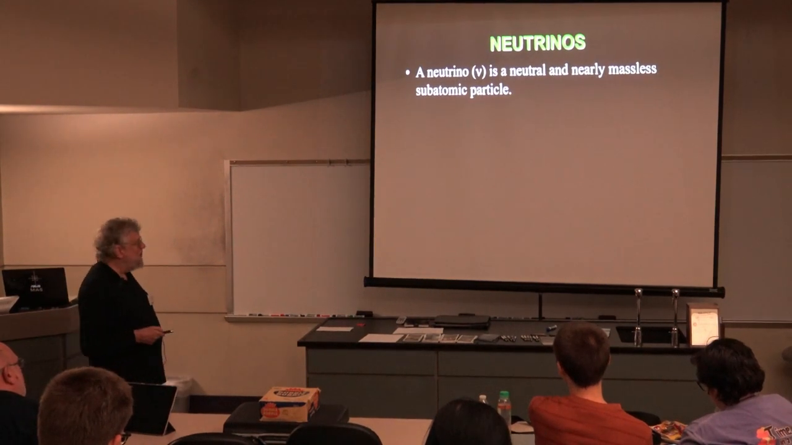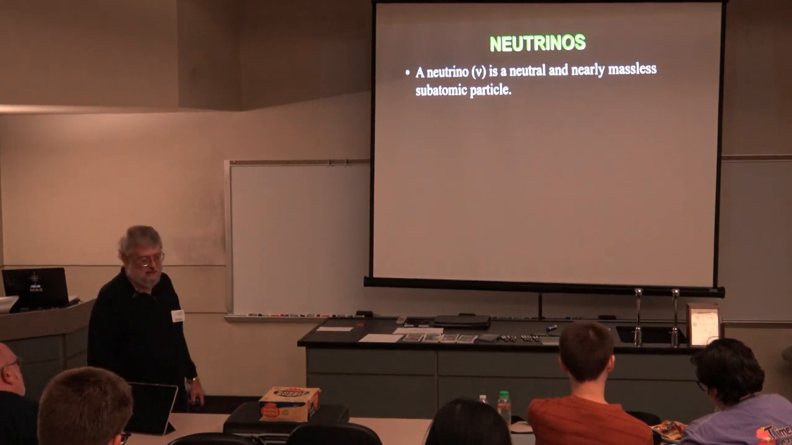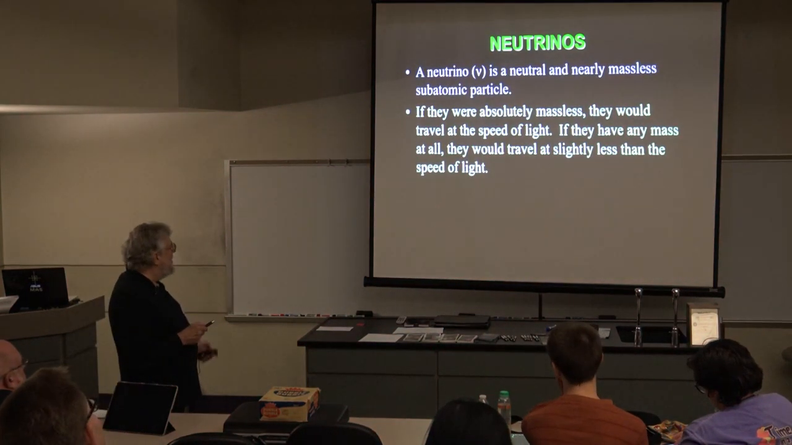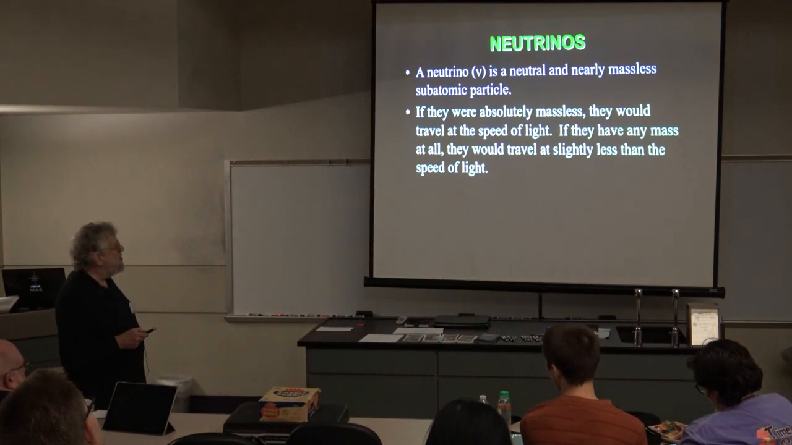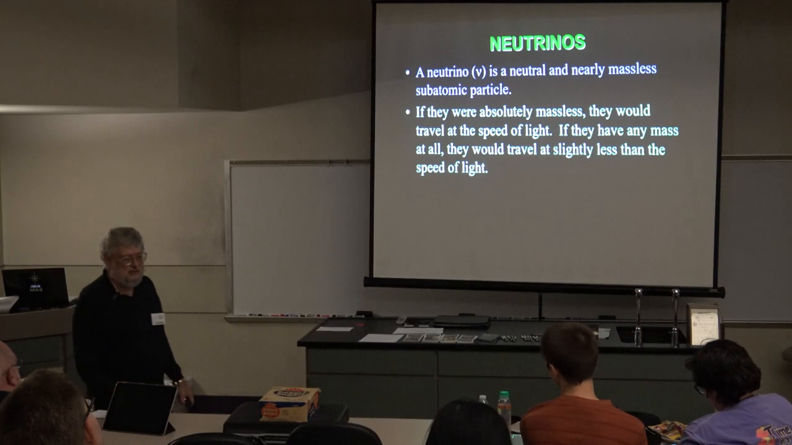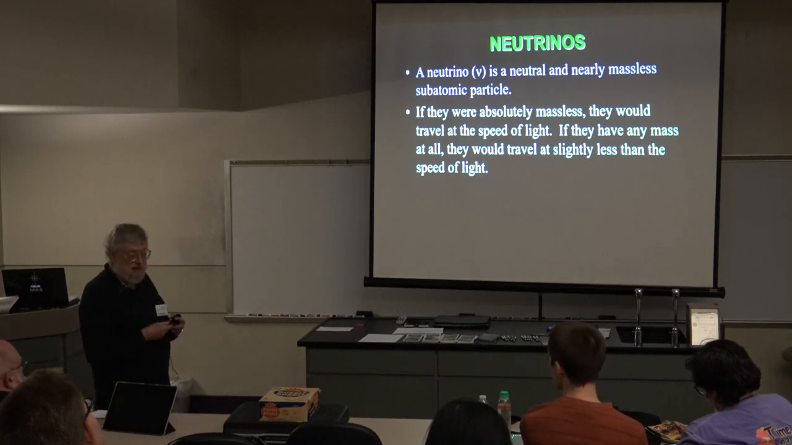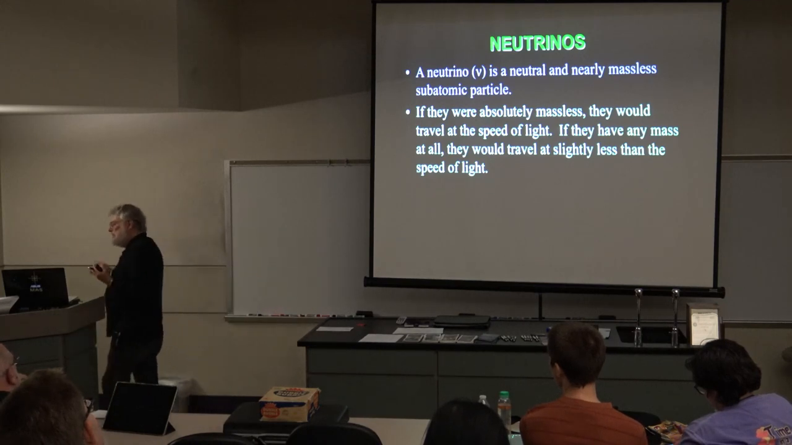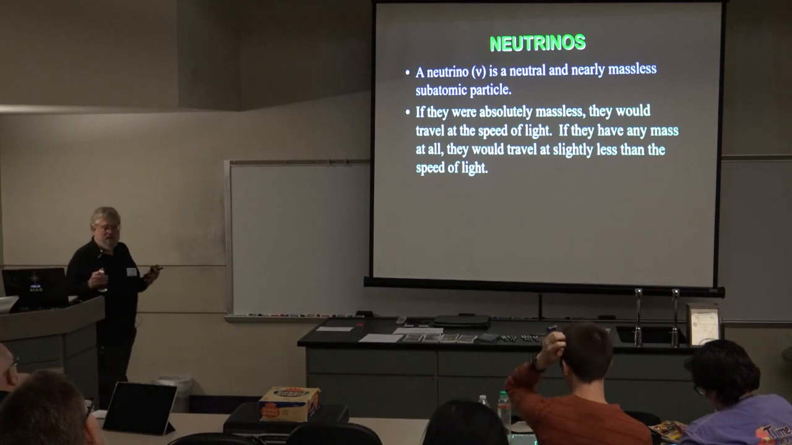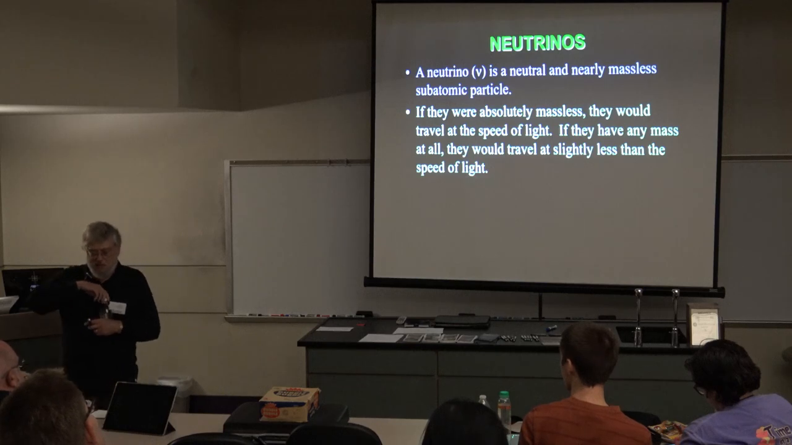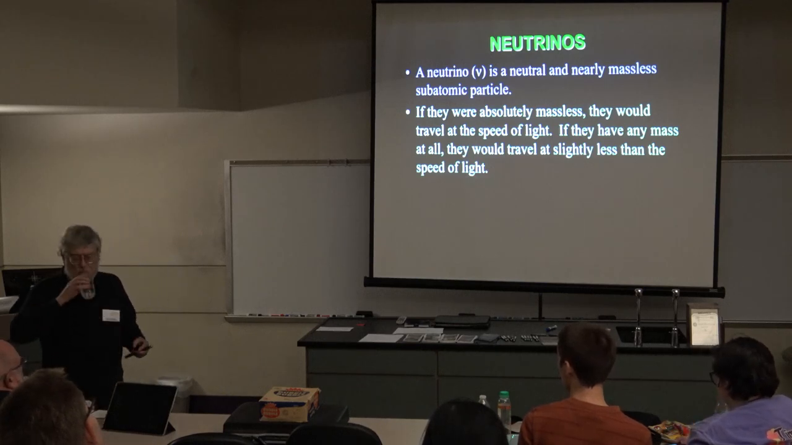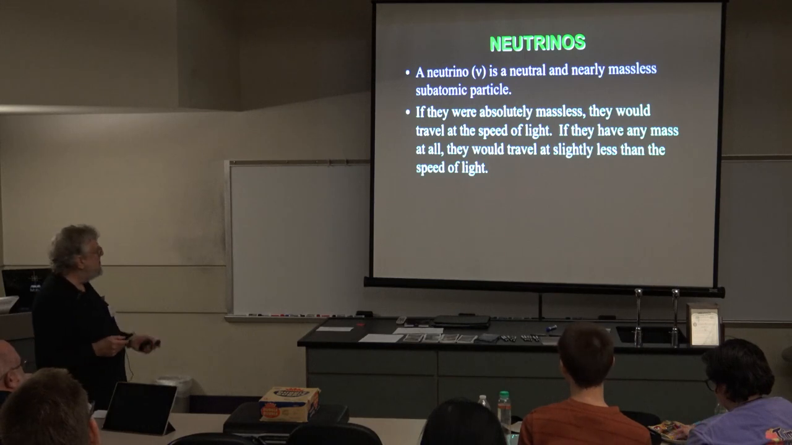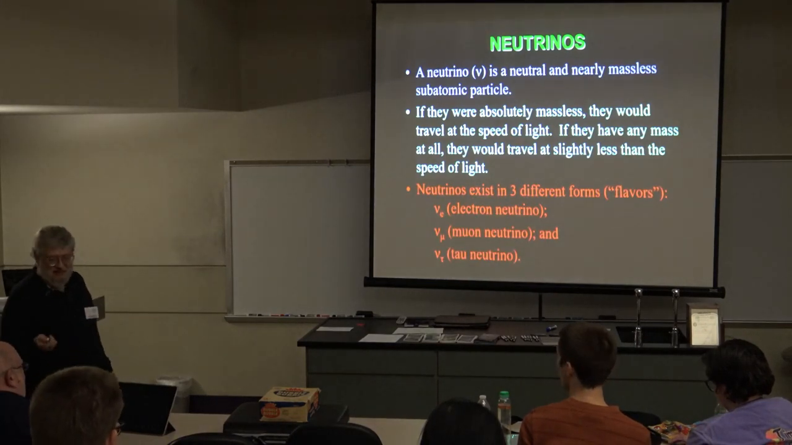Neutral and nearly massless. At first, they were thought to be totally massless because it's kind of hard to measure anything that small. If they were absolutely massless, they would travel at the speed of light. But if they have any mass at all, they would be traveling at slightly less than the speed of light, like the other particles that come out of the sun. So it's almost like a photon, but a little bit like a particle. So it moves almost at the speed of light, but not quite, just as its mass is almost zero, but not quite. Neutrinos are extremely elusive. I'll get to that at the beginning of the next slide, I think.